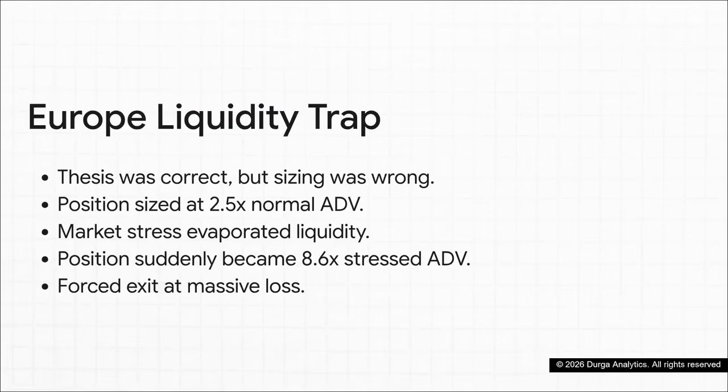Let's start with Europe. The desk built a position at a peripheral hub based on a totally sound convergence thesis, but they sized it purely on their own conviction at 2.5 times the normal ADV. Then the inevitable happened. Market stress hit. And as we know, liquidity at peripheral points reliably evaporates first. The normal ADV collapsed by over 70%. Suddenly, without this desk trading a single additional lot, their position became a fatal 8.6 times stressed ADV trap.